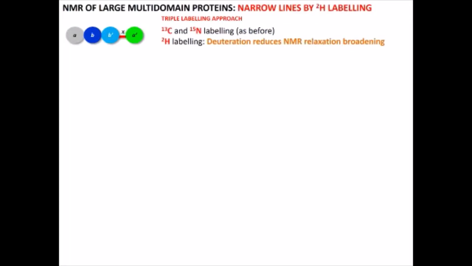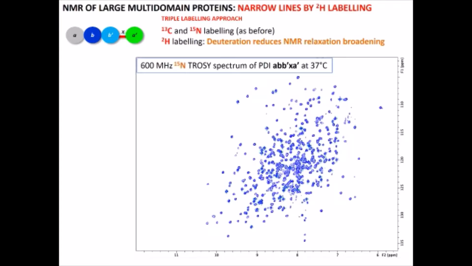Another thing that can be done is deuteration, just to reduce the amount of hydrogen you have to worry about. Instead of labeling carbon 13 and nitrogen 15 only, which you were already doing for normal 2D NMR, you also label the hydrogens. You use deuterium instead of hydrogen, and that reduces NMR broadening of the peaks due to NMR relaxation.